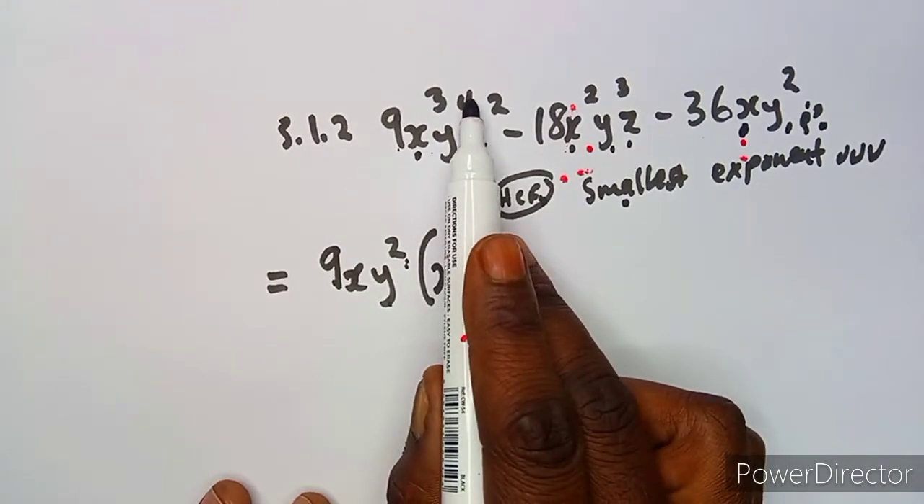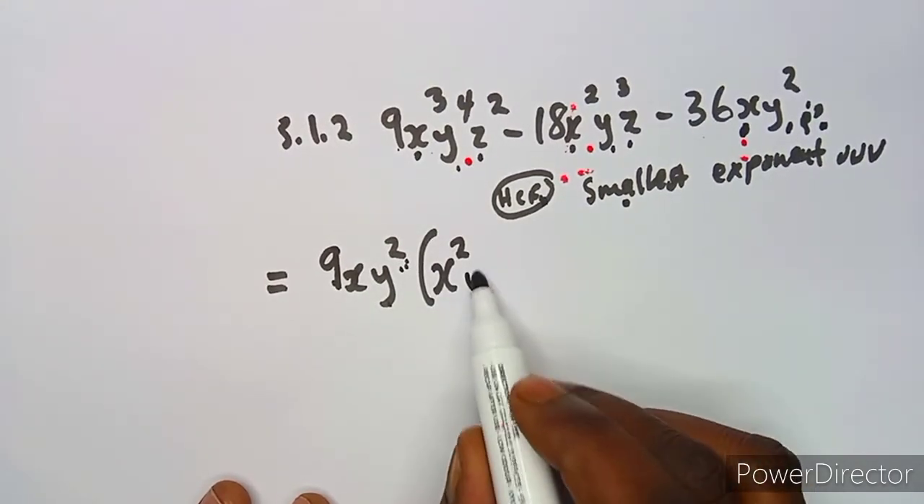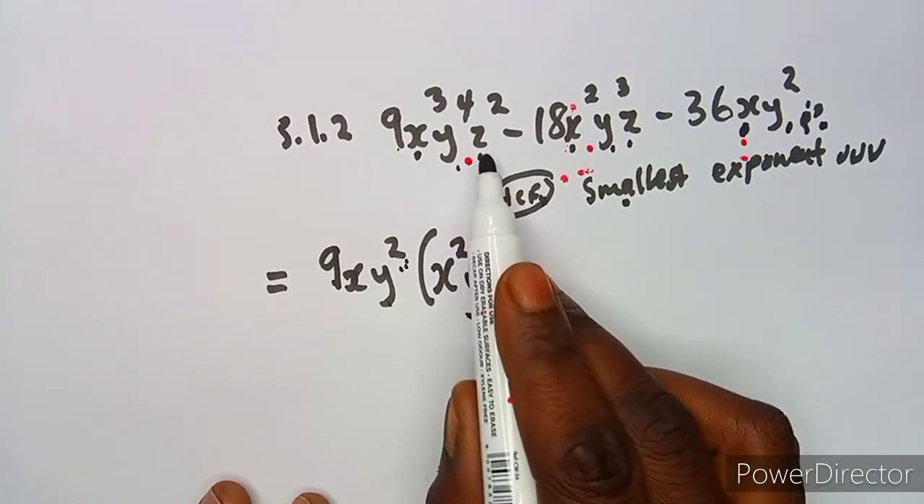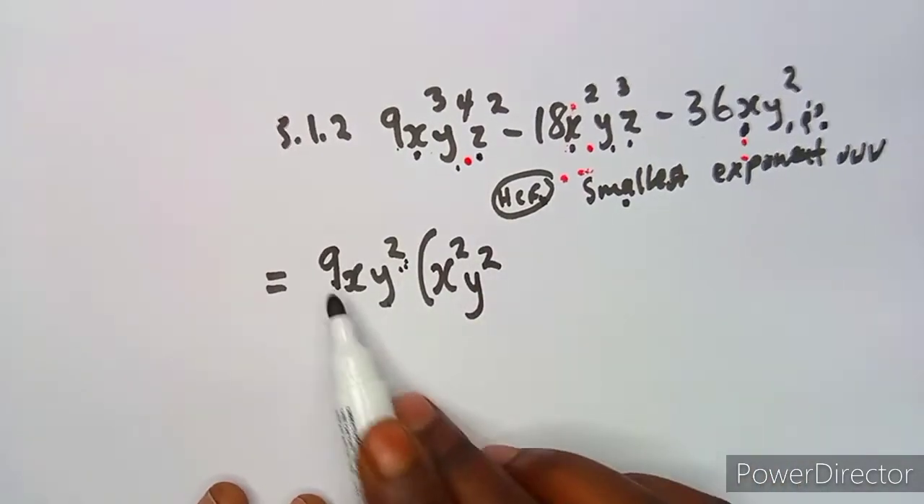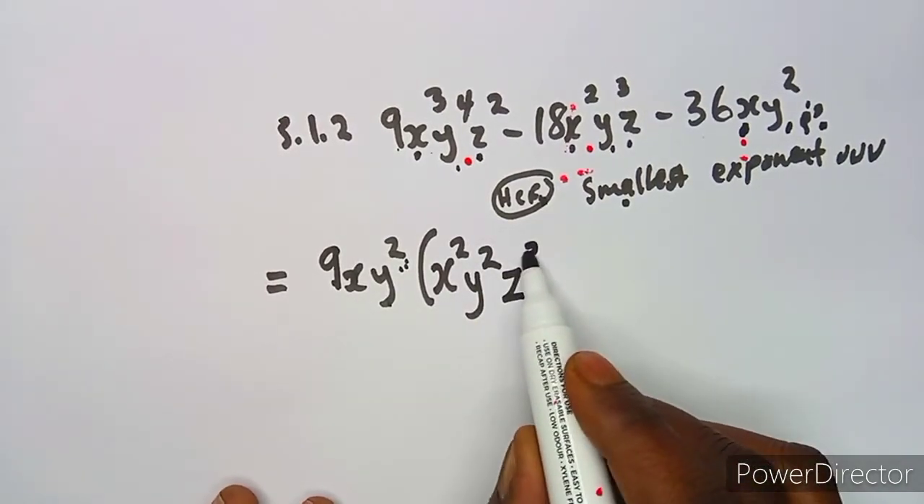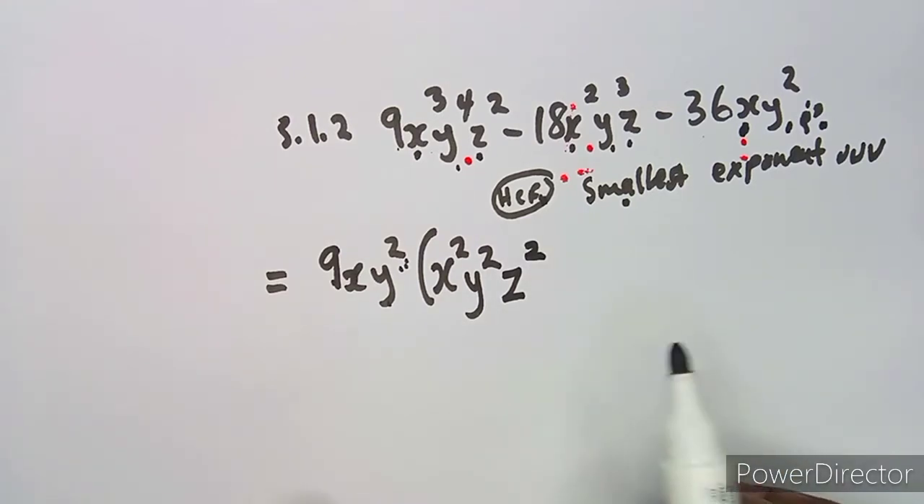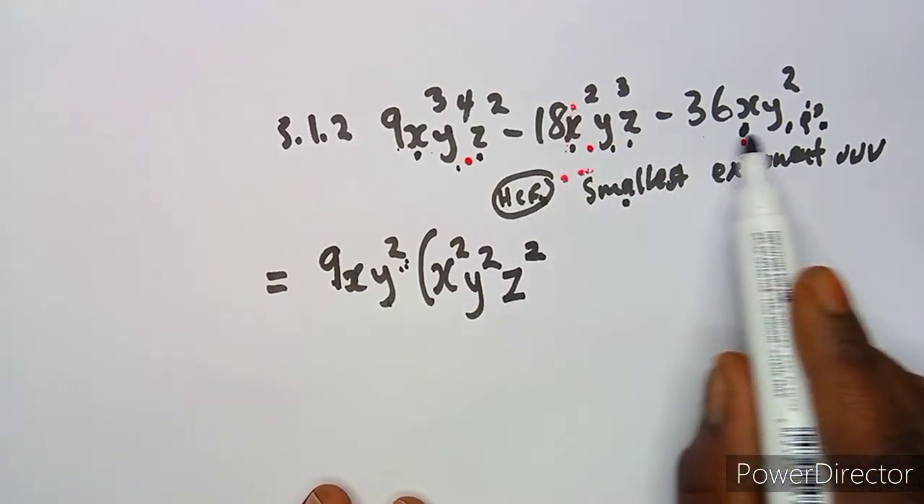So you simply subtract 4 minus 2, which is y squared. And z has got nothing to do with this part, so it's just going to remain as it is on this part. All right, we move on to this part.